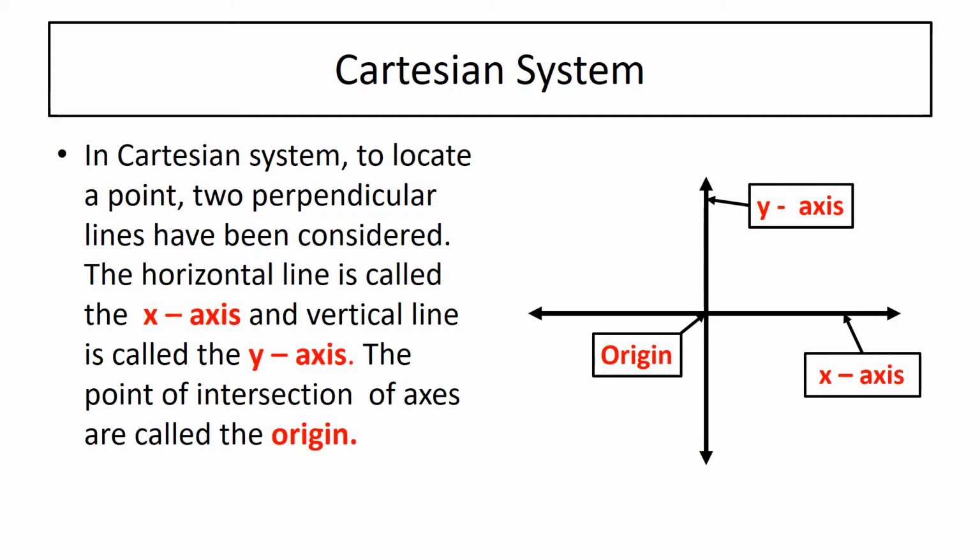Cartesian system. We take two perpendicular lines in the Cartesian system. The horizontal line is known as the x-axis and the vertical line is known as the y-axis. The intersection of these two axes is known as the origin, which is denoted by O.